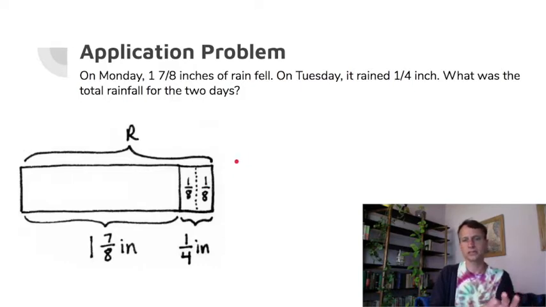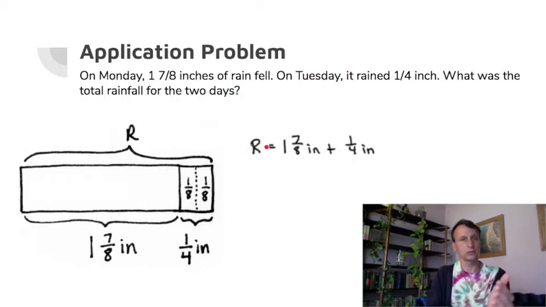So here's what it will look like in mathematics. Total rainfall is Monday plus Tuesday, 1 7/8 inch plus 1/4 inch. Well, what is that going to look like? The 1/4 is an eighth and an eighth. We can join together here.